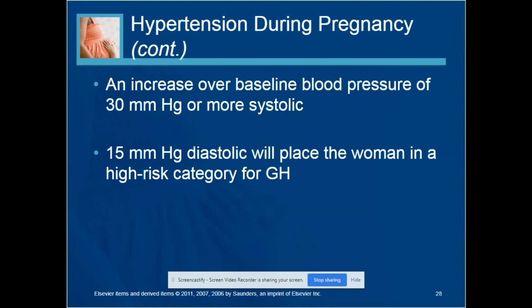An increase over the baseline of blood pressure, 30 millimeters of mercury or more systolically, or 15 diastolically. You need to know these so that you can tell.